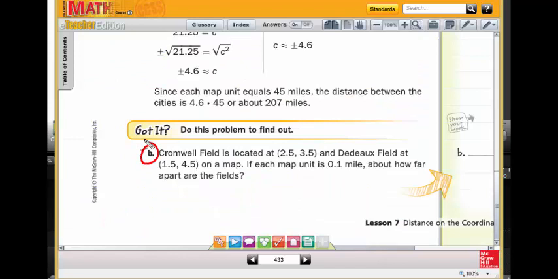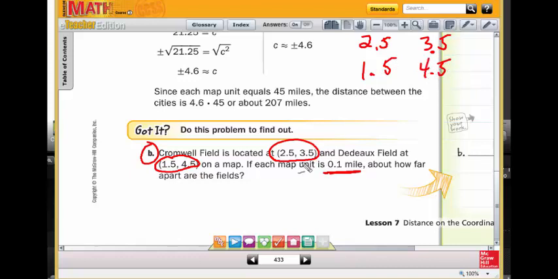All right, let's do problem B. In this case, we have Cromwell Field is located at 2.5, 3.5, and Dedeaux Field is at 1.5, 4.5 on the map, and each unit is 1/10 of a mile. About how far apart are the fields? So the first thing we can do is put our points here. We'll use this space here, 2.5, 3.5, and 1.5, and 4.5. Right here is where those numbers came from.